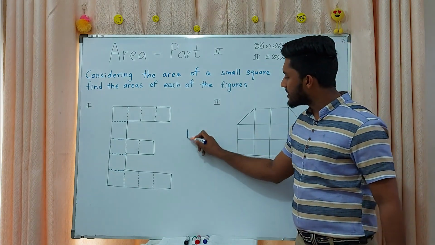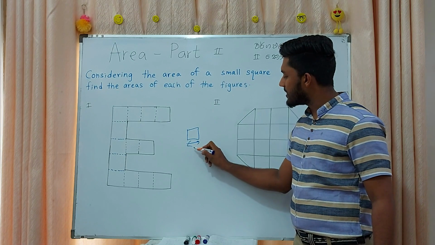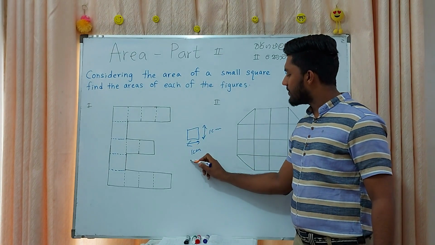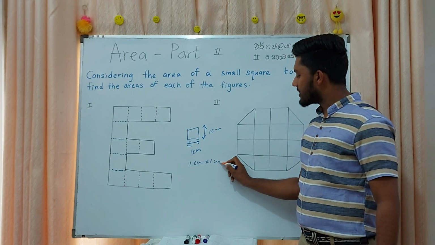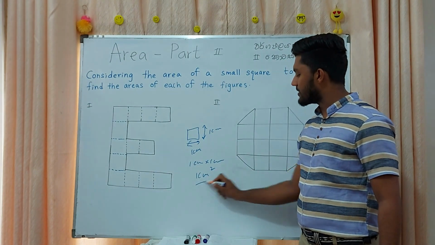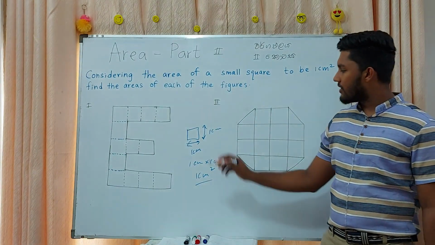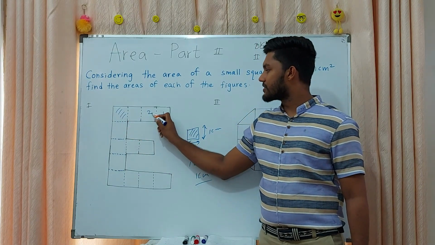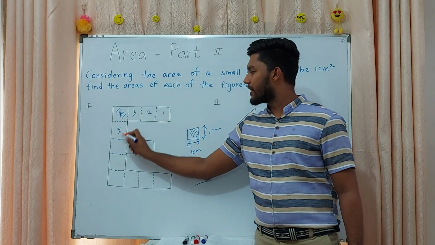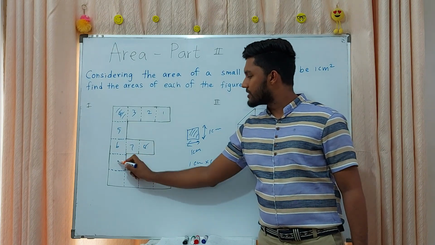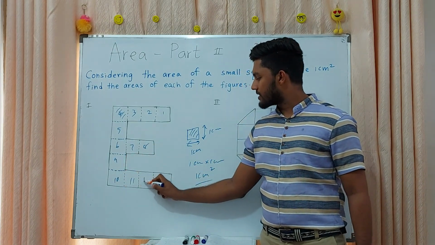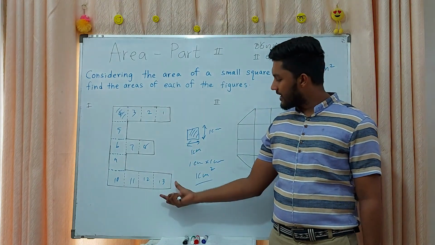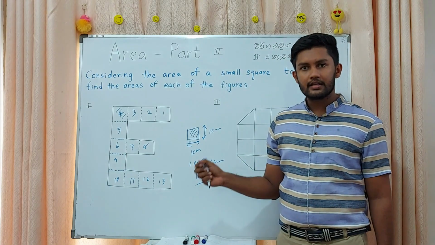Yes, that means 1 centimeter squared is forming. One side is 1 centimeter, the other side is 1 centimeter. 1 centimeter into 1 centimeter, 1 centimeter squared. Likewise, the area of one square is happening. Here, how many squares do we have? 1, 2, 3, 4, 5, 6, 7, 8, 9, 10, 11, 12, 13. The figure in the shape of the letter E has 13 squares.